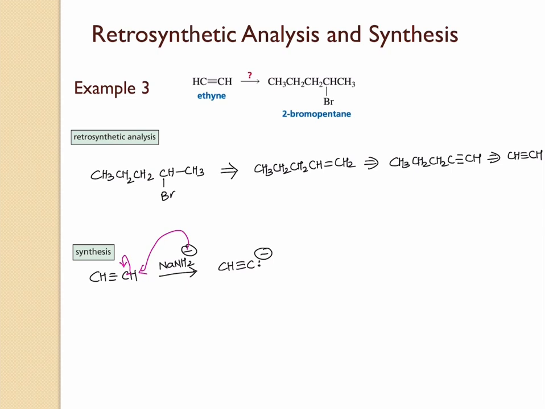Once the acetylide ion has been synthesized, we needed to find out how many carbons we needed to put in. Between ethyne and 2-bromopentane, we have 3 carbons less, right? So these are the 3 carbons that we needed to add in here. Therefore, we have to use propyl bromide. So this acetylide ion will act as a nucleophile on this propyl bromide to give us a terminal alkyne, which has exactly the same number of carbons as the target molecule. So these are the carbons that have been added, right here.